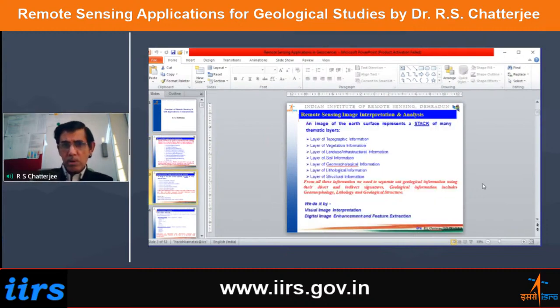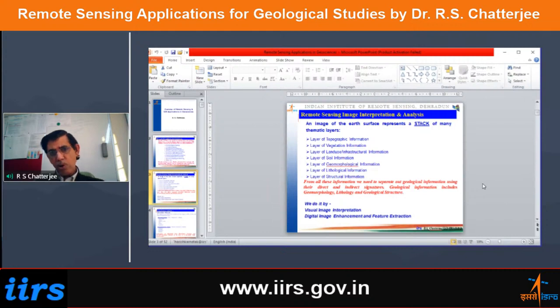Now, any remote sensing image, whether you generate it from satellite data, airborne data, or drone, any image of the Earth's surface represents a stack of many thematic layers, many kinds of information. Like there is information on topography, vegetation, land use or infrastructure, then soil, then geomorphology, rock types, and geological structures. So all kinds of information are combined in an image, maybe a satellite or airborne image.